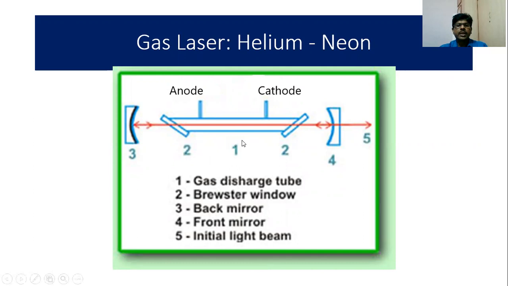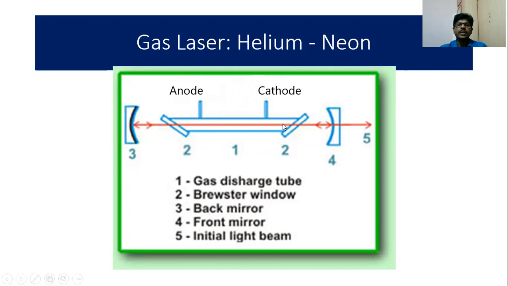and on the two sides of the gas discharge tube we have Brewster's windows. These are the two Brewster's windows, and also we have an anode and a cathode. Likewise, we have a back mirror and a front mirror which are concave in shape, and laser light comes out from this particular side because this particular side is partially silvered or partially polished.